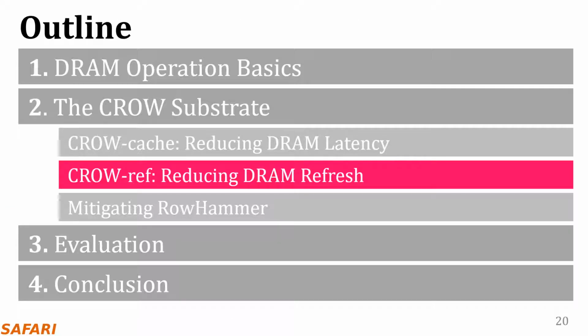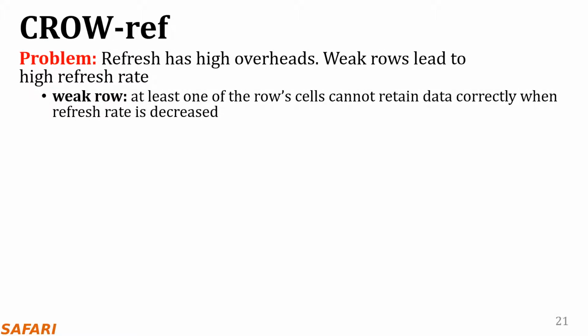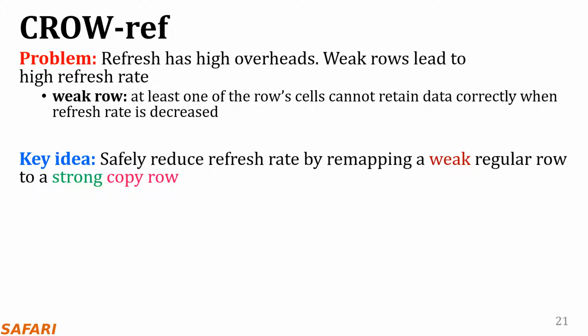Now let me explain how we mitigate refresh overhead using the CRW substrate. DRAM refresh operations have high performance and energy overheads, and weak rows prevent reducing the refresh rate. Here we define a weak row as a row that has at least one cell that cannot retain data correctly when the refresh interval is increased. We use the CRW substrate to implement CRW_ref, whose key idea is to reduce refresh rate by remapping a weak regular row to a strong copy row.